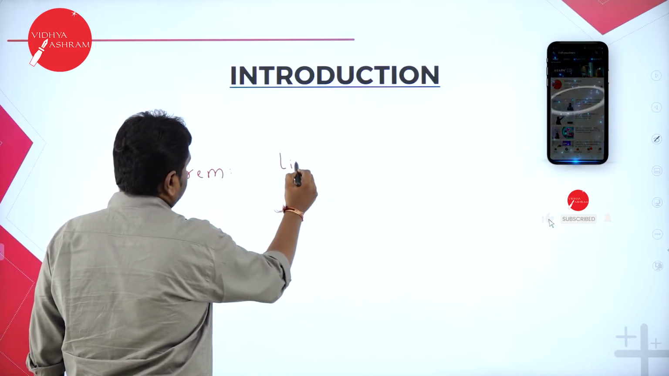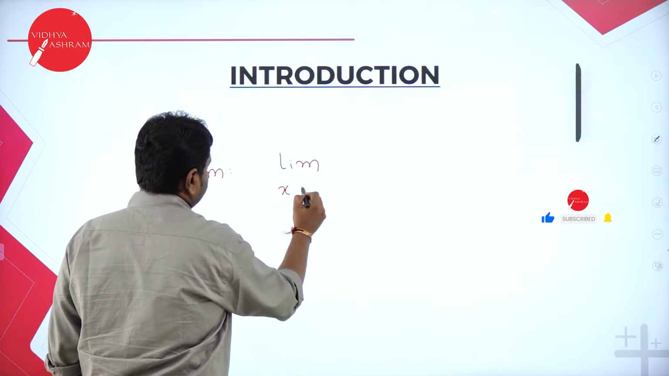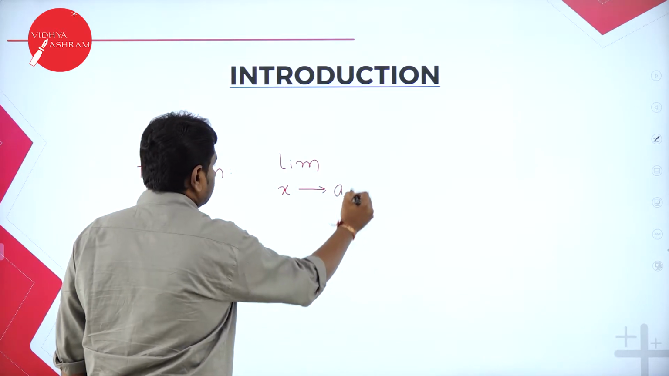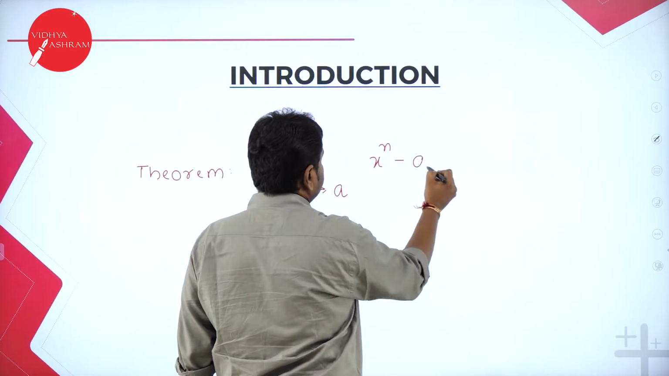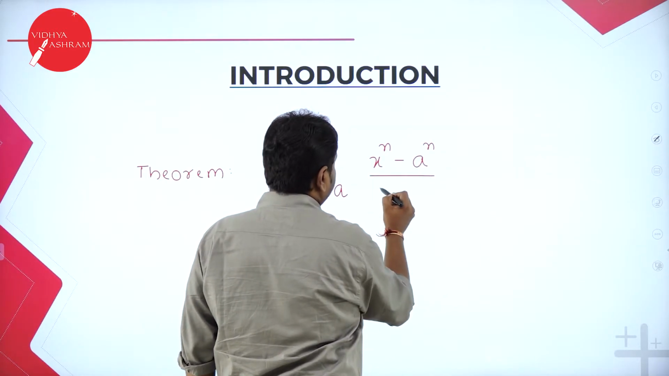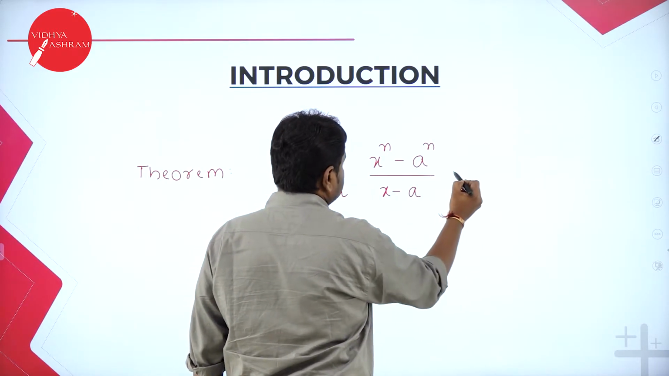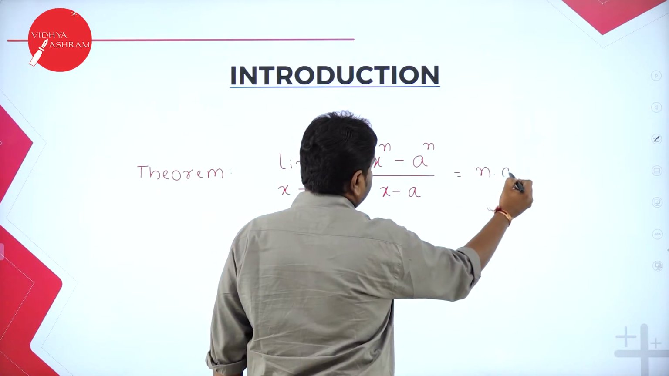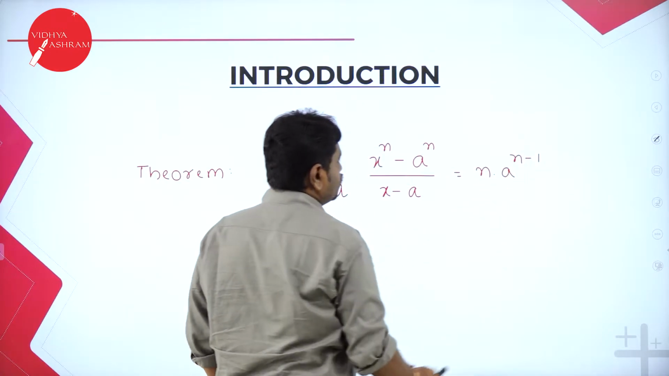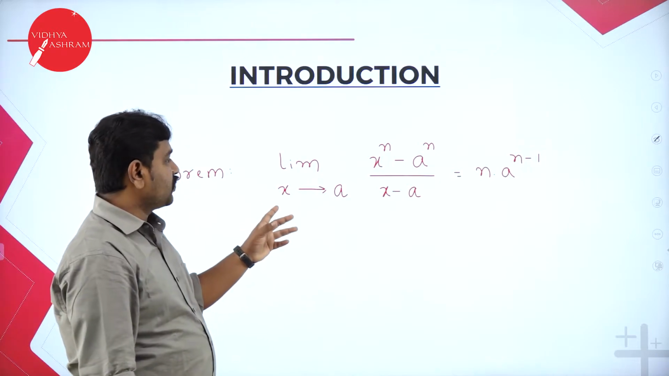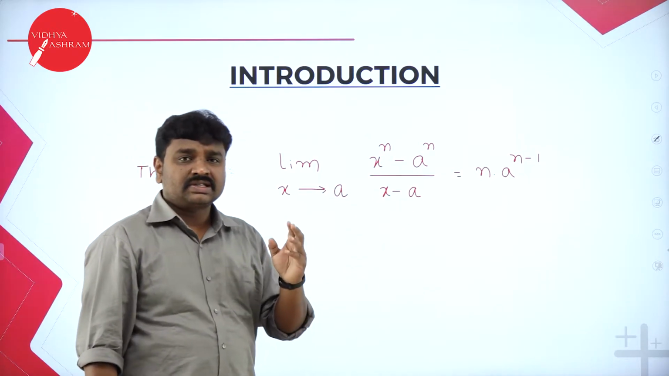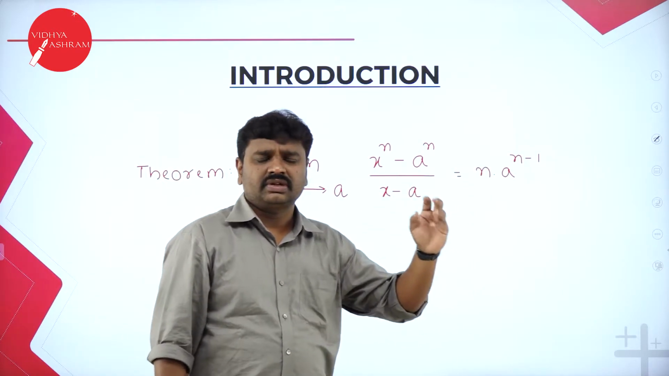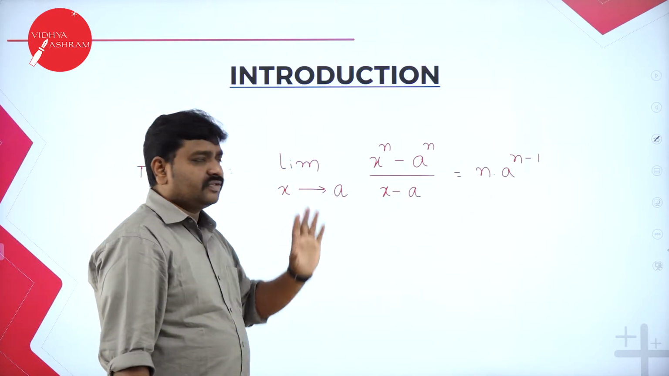Limit x tends to a, x power n minus a power n divided by x minus a is n into a power n minus 1. Dear students, when the problem is in this form, x tends to a, x power n minus a power n by x minus a, answer is n into a power n minus 1. So we have derivation of this also.